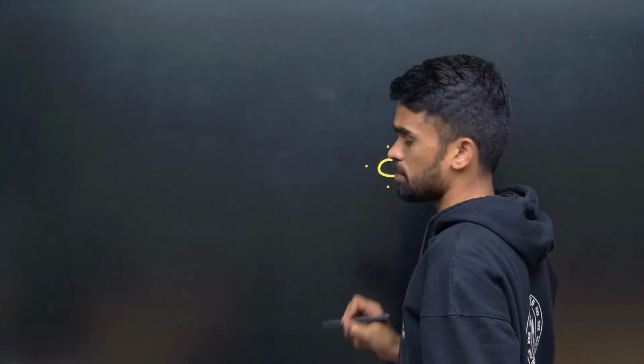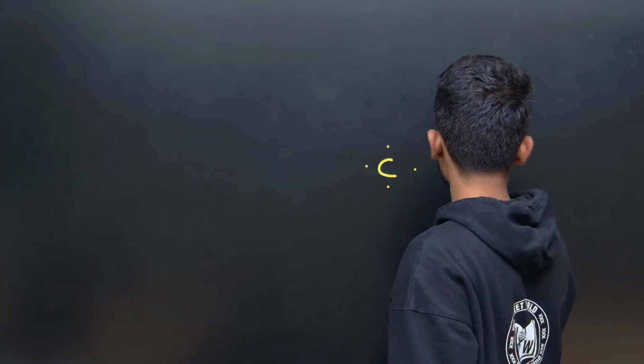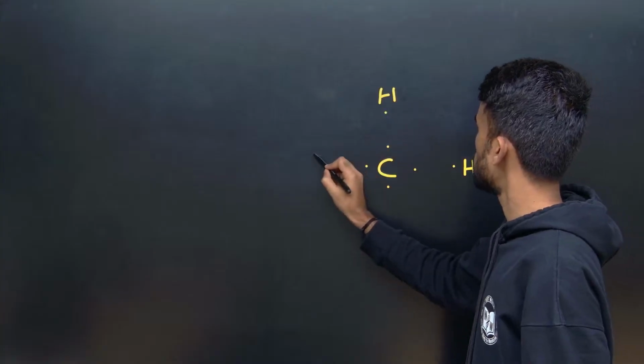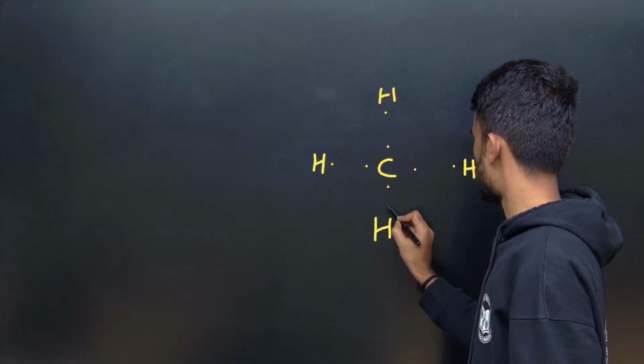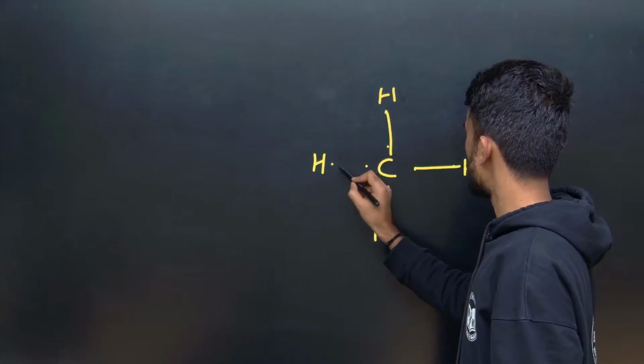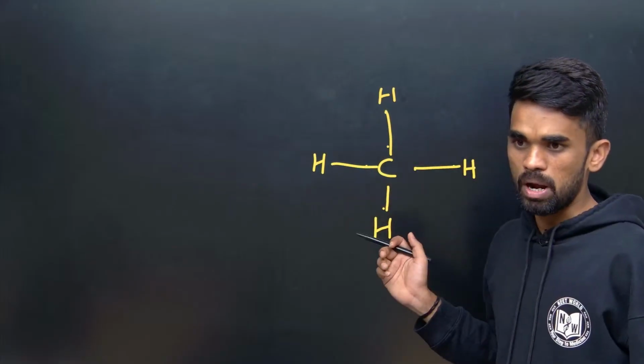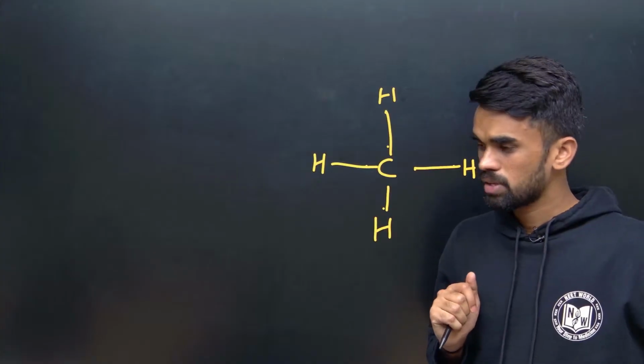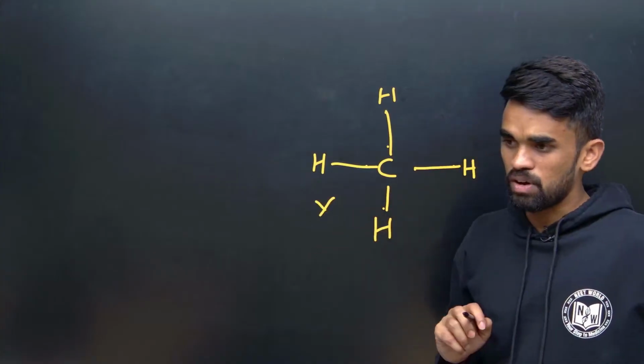So if this is a carbon, the 4 valence electrons of carbon we are placing like this, and each hydrogen has 1 electron, 1s1 configuration. So 1 electron, hydrogen 1 electron, hydrogen 1 electron. Something like this, it is looking like this, right? There is no proper structure explained for this molecule according to Lewis. So the structure of compounds is not explained.